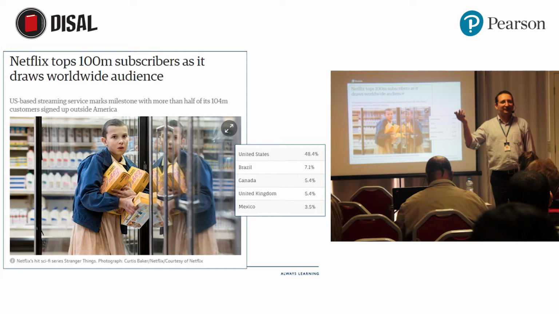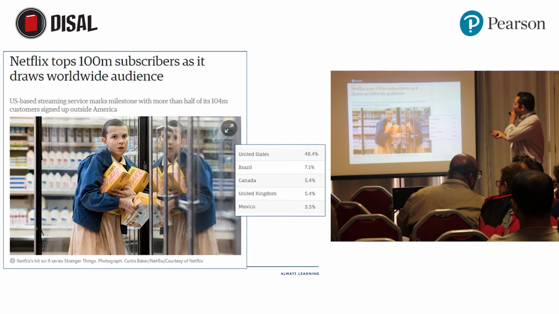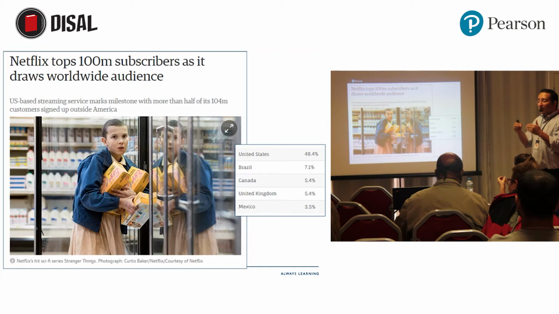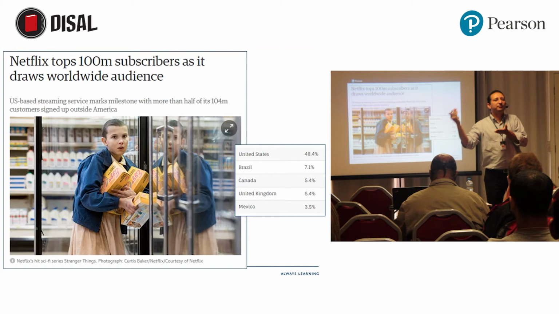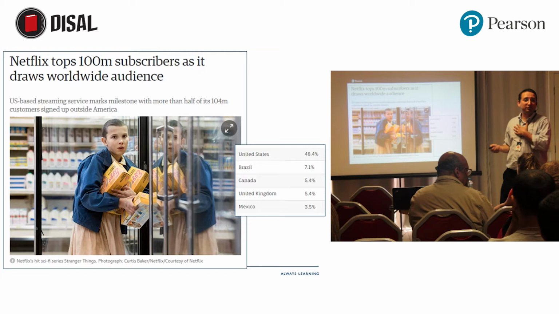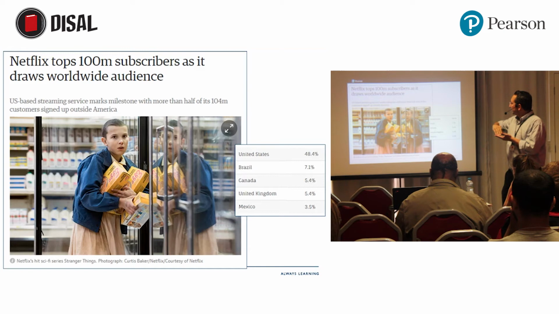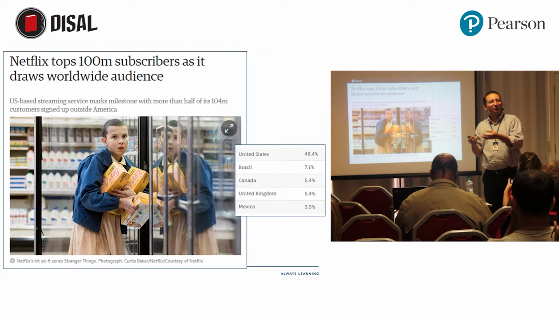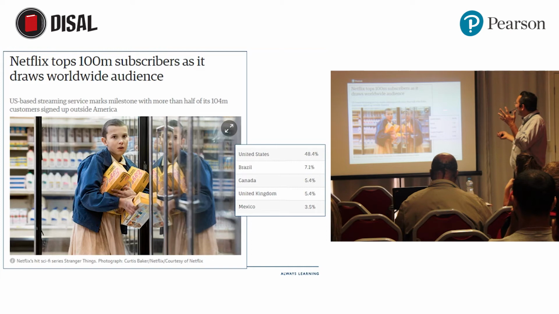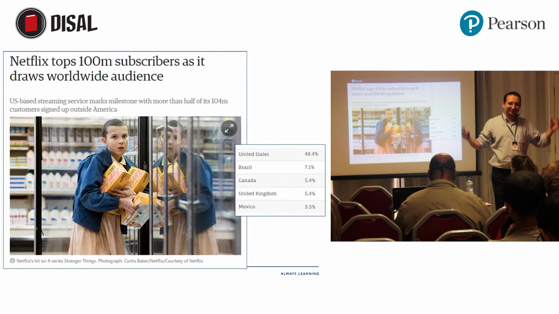By the way, this was the first time more than 50% of subscribers were registered outside the United States. On that day that Netflix published this result, the share price of Netflix reached $180 per share and made Netflix, even though it's a virtual company, with a much more modern business, almost three times more valuable than Fox, for example, that has everything you can possibly imagine in terms of infrastructure and everything.